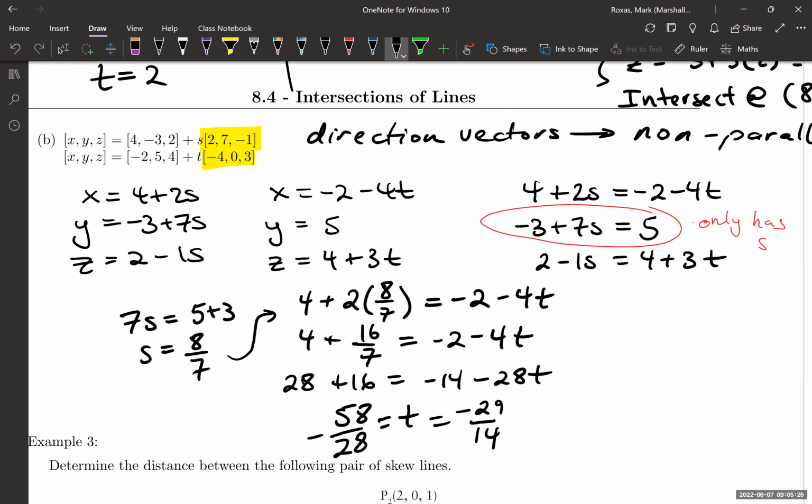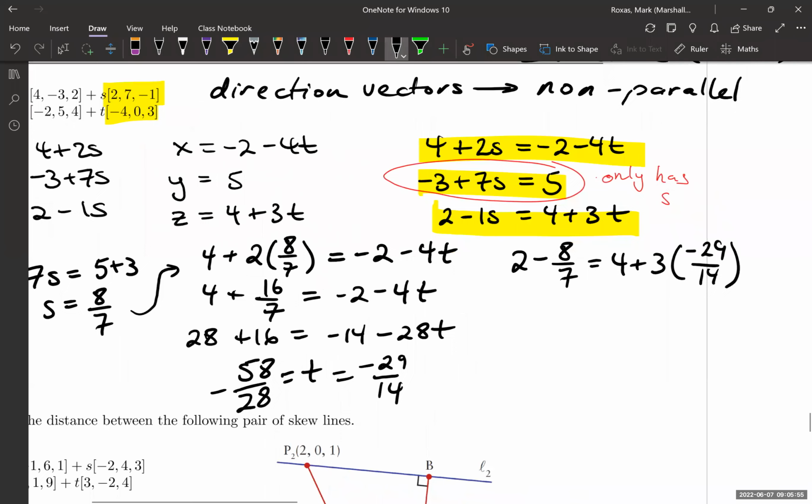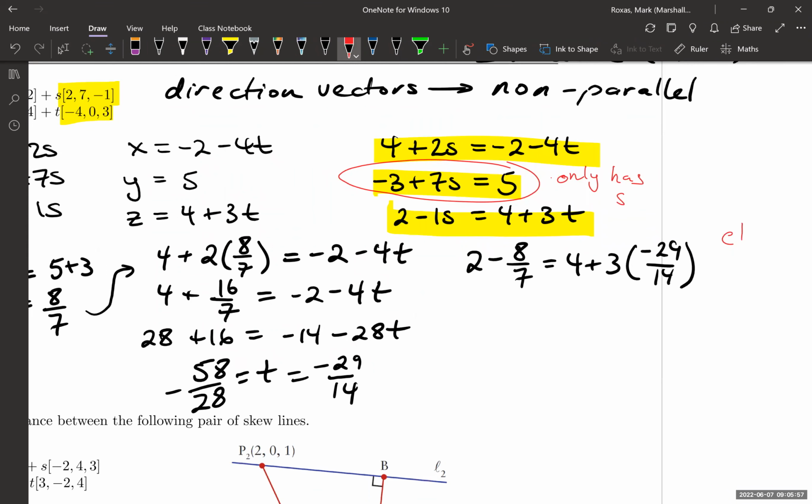Okay, so I have my s and t now, and that occurs from just using the first and second equation that I highlighted in yellow there. But I have to check if it works for the third equation. Okay, so here I have 2 minus 8 over 7 equals 4 plus 3 times t, which is 3 times -29 over 14. Okay, so this is my check. Check third equation.